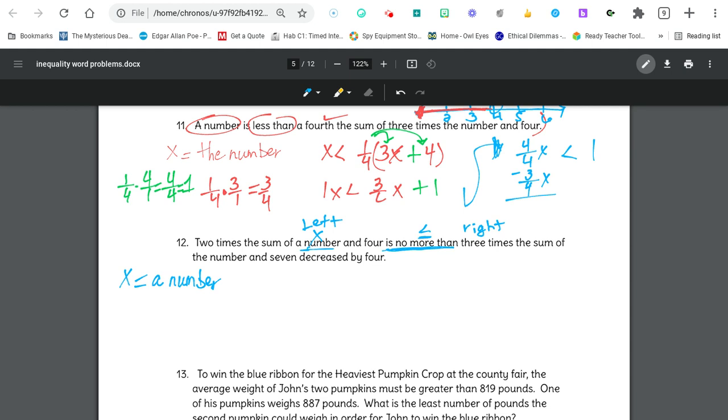It says, okay, keep reading, "the sum of the number." There we go again, a number, the number. That's going to be an x. All right, so let's just work on the left side first. It's probably easy if you split it up like this.